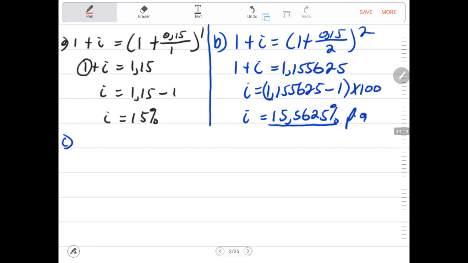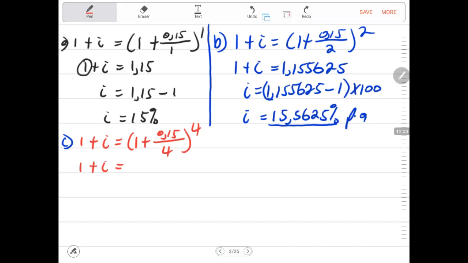Now we are in a quarterly compound. 1 plus I is equal to 1 plus 0.15 divided by 4 to the power of 4. 1 plus I equals, and again you first deal with this side of the equal sign. How do you deal with that side? You say open brackets, 1 plus 0.15 divided by 4. Remember, 4 indicates the number of compounds in a year, which is 4 quarters. The interest is compounded quarterly, meaning 4 times in a year.